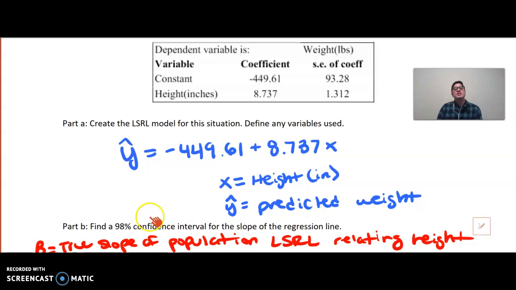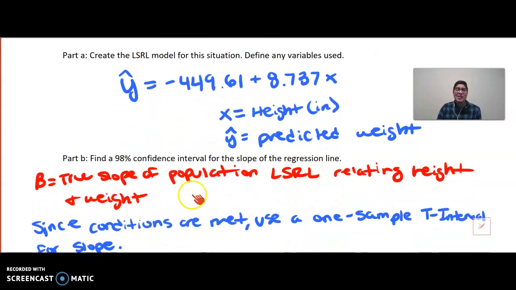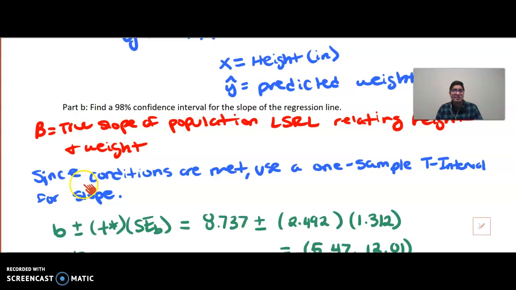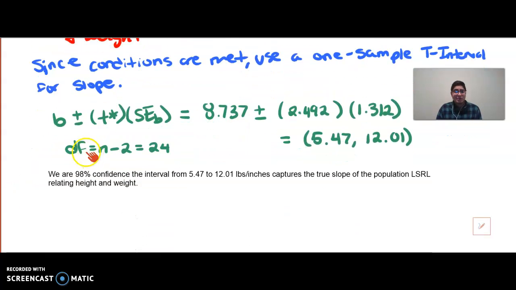Now, I'm going to construct a 98% confidence interval for the slope of the regression line. Again, I define my parameter, where beta is the true slope of the population LSRL that relates height and weight, and I should say for men. And we were told that our conditions are met, so we can skip the A in the PANIC model and head to the N. We still have to explicitly label it. And just to remind the readers that we are aware that the conditions have been met, I'm going to say, since conditions are met, I will use a one sample t interval for slope.